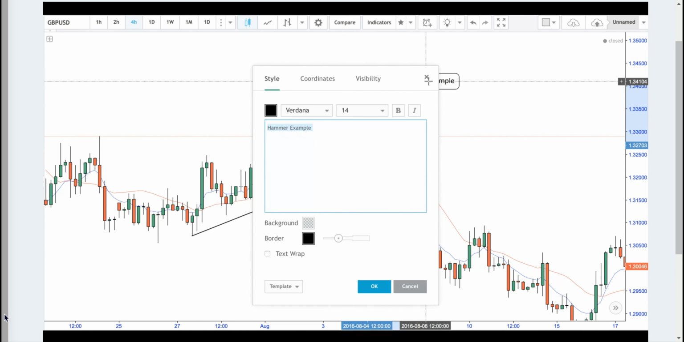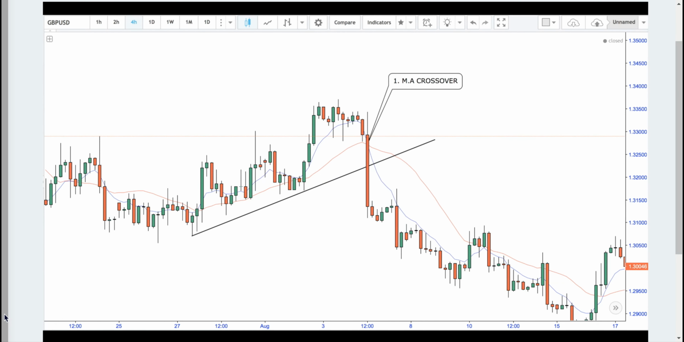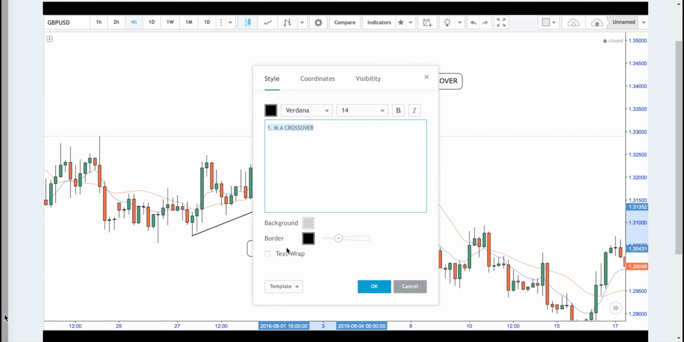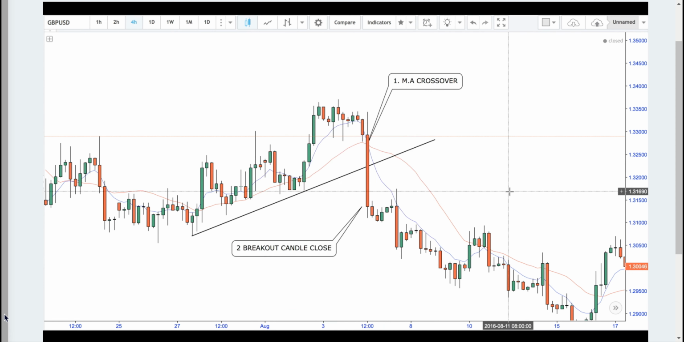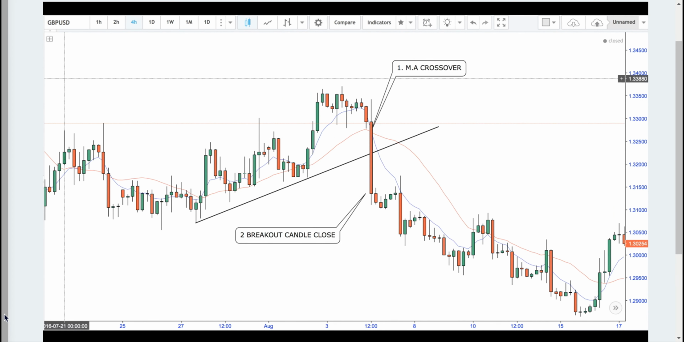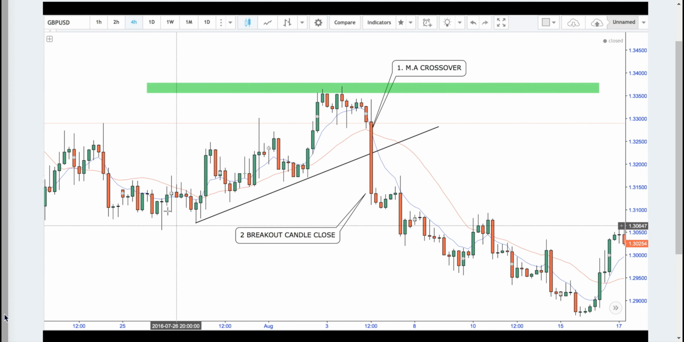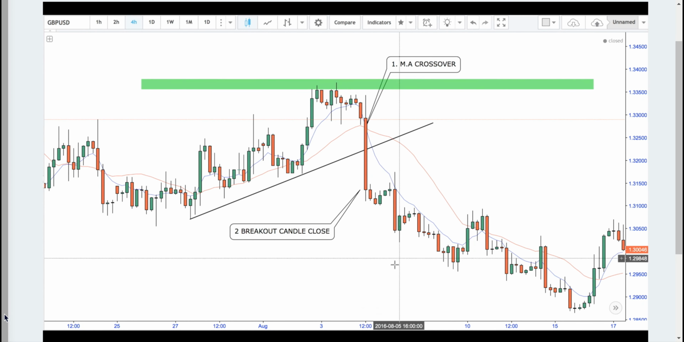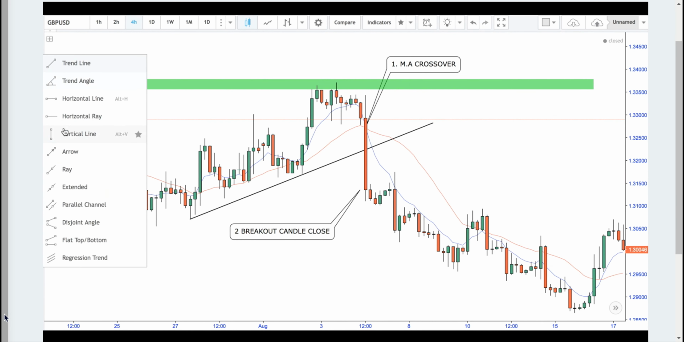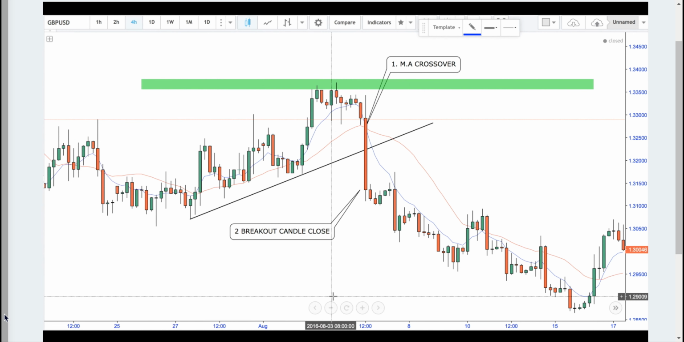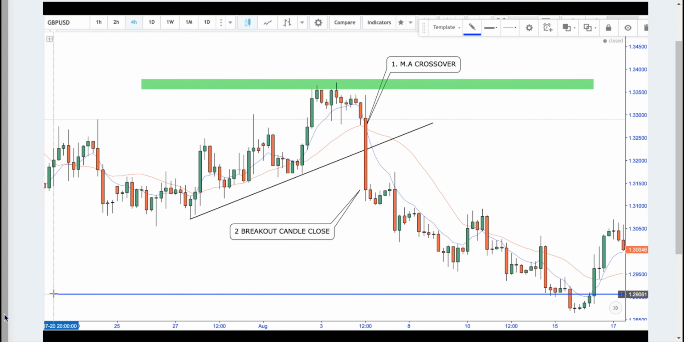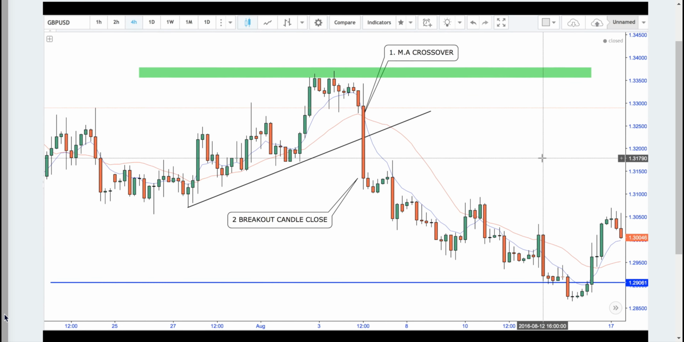So number 1 is the moving average crossover, and number 2 is the official breakout candle close. When that breakout candle closes, obviously it can bounce its head off resistance. I'm sure you guys know now the importance of top-down analysis, looking at the bigger picture, then zooming down to get some structure and organization in your trading. And also keeping an eye on where your targets are. So let's say, for instance, we have some daily support at 1.2900 or whatnot, and then we can weigh up the risk reward factors here as well.